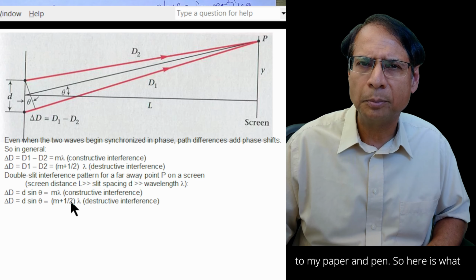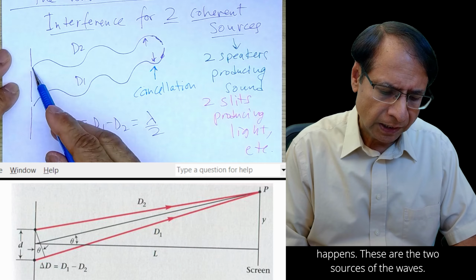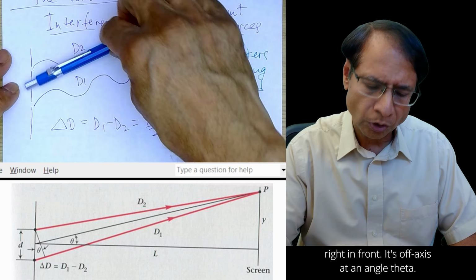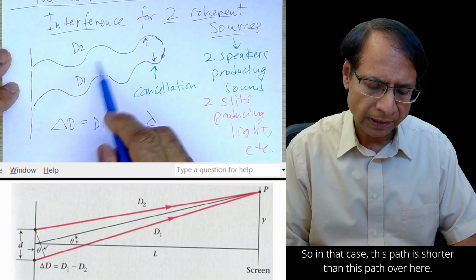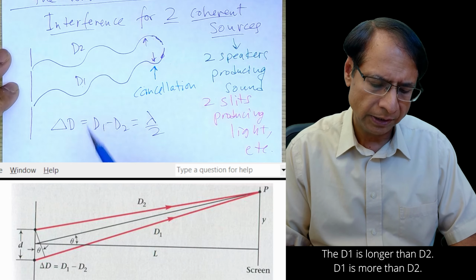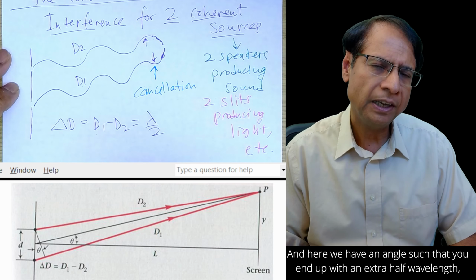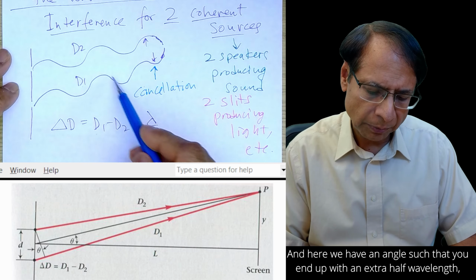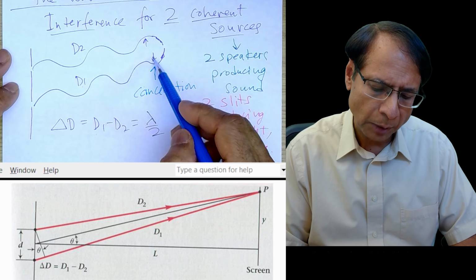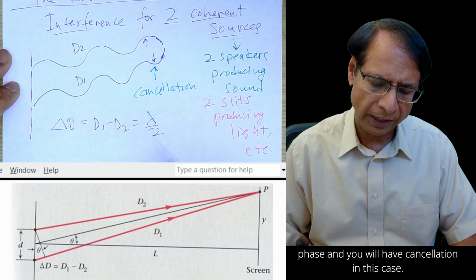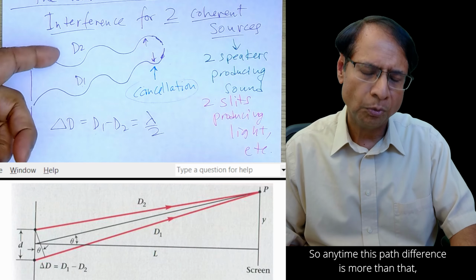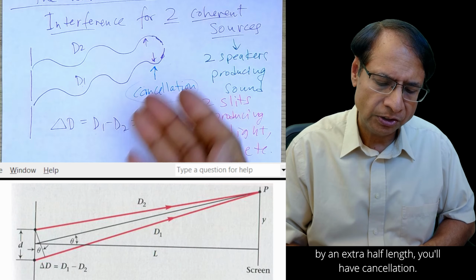So let me go back to my paper and pen. So here is what happens. These are the two sources of the waves. They're sending out waves to a point that's not right in front. It's off axis at an angle theta. So in that case, this path is shorter than this path over here. The D1 is longer than D2. D1 is more than D2. And here we have an angle such that you end up with an extra half wavelength, an extra half loop over here. So then when this is going up, this is going down, the waves are out of phase, and you will have cancellation in this case.